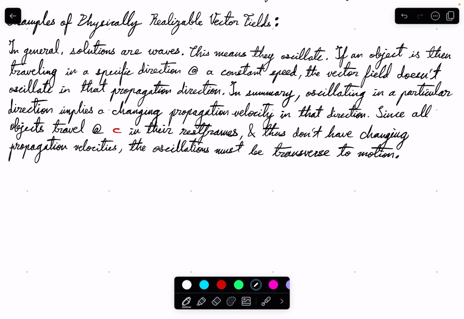That's a lot of writing, a lot of words. In general, solutions are waves. This means they oscillate. If an object is then traveling in a specific direction at a constant speed, the vector field doesn't oscillate in that propagation direction. In summary, oscillating in a particular direction implies a changing propagation velocity in that direction. Since all objects travel at light speed in their rest frames, and thus don't have changing propagation velocities, the oscillations must be transverse to motion.